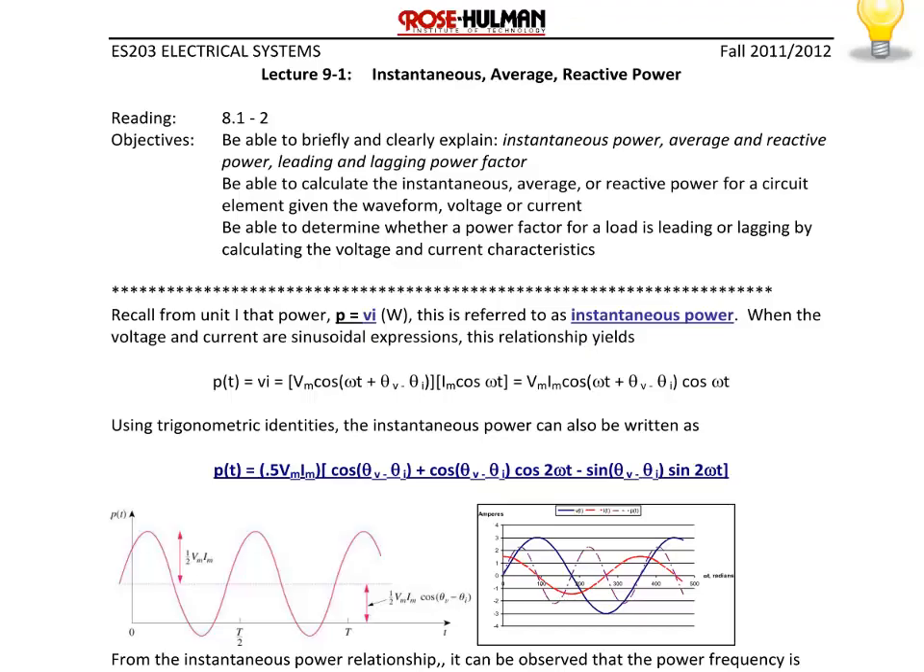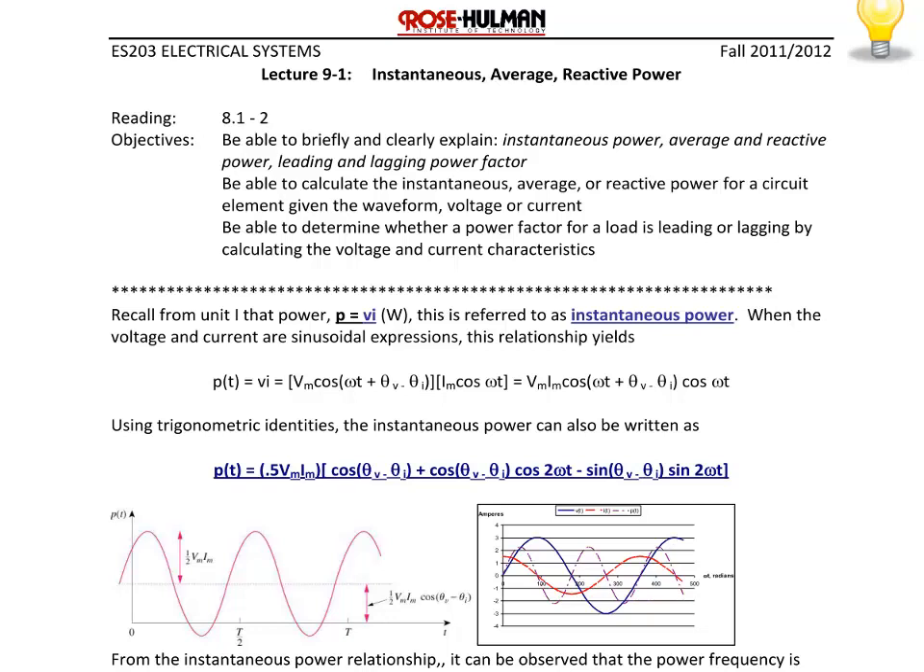Today we will start the final unit in this course. It's Unit 4, which will be on instantaneous power, average power, reactive power, complex power, and maximum power transfer. Lecture 9-1 deals with instantaneous, average, and reactive power. This reading is from sections 8.1 and 8.2 in the text.